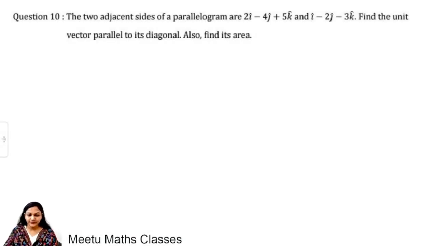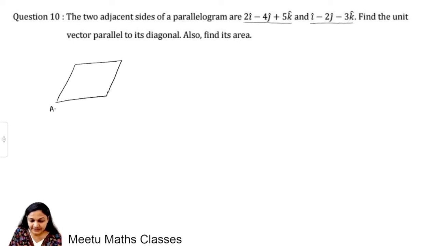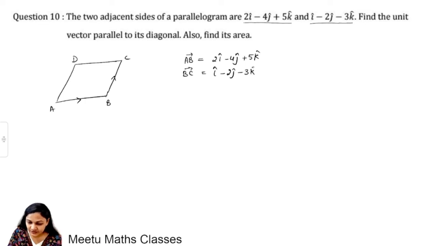Your question number 10: the two adjacent sides of a parallelogram are 2i minus 4j plus 5k and i minus 2j minus 3k. Then find the unit vector parallel to its diagonal. So let us make a parallelogram first. Let ABCD be a parallelogram and you are given the two adjacent sides. Let AB be 2i minus 4j plus 5k, and BC vector is equal to i minus 2j minus 3k, and you are supposed to find a unit vector parallel to its diagonal.